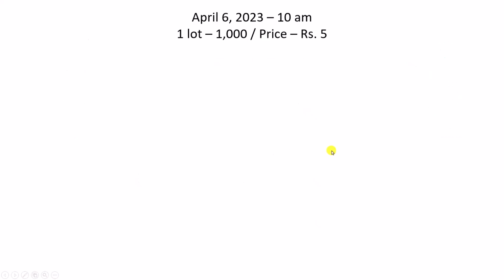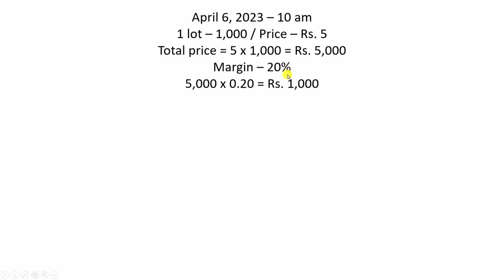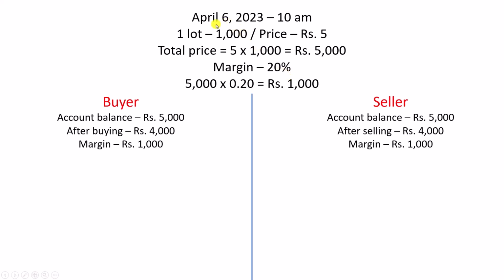Okay. So these are the parameters. These are the parameters which I explained just now. And let us say that they enter into the trade at 10 a.m. on April 6th. Okay. On the left side we have buyer's account, and on the right we have seller's account.